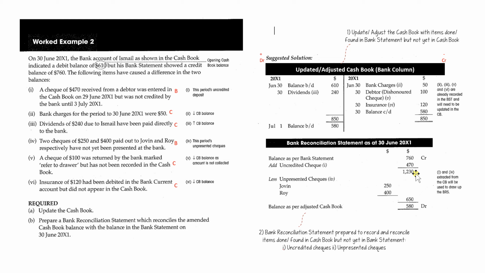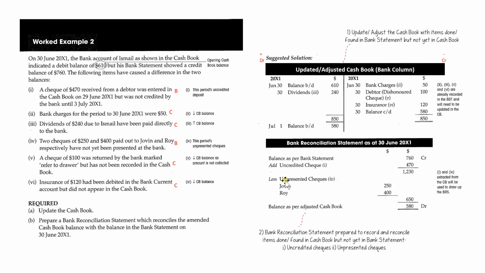Next you have to less unpresented check. You see how to interpret this if you can try to visualize how it appears in the bank account in the cash book. These two checks have been paid to Jovin and Roy, so it will be on the credit side, but they have not yet been presented to the bank. But you have already recorded it in the cash book on the credit side. So the bank has to record it on the debit side. So on the debit side is less, minus.